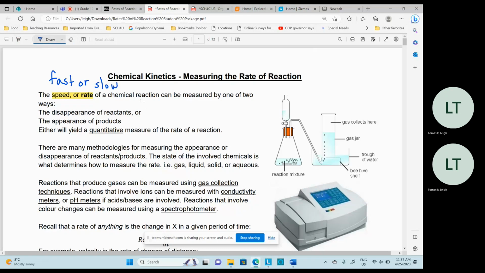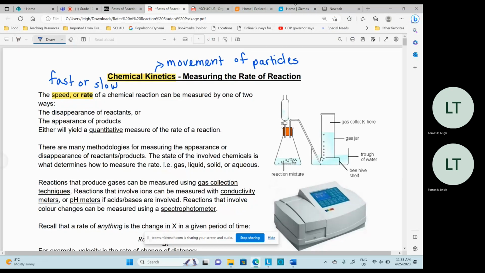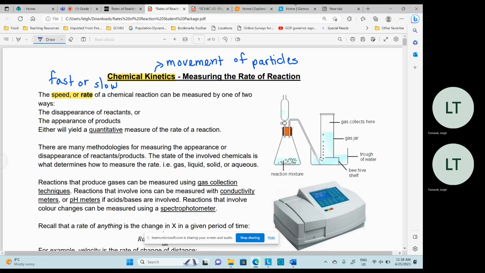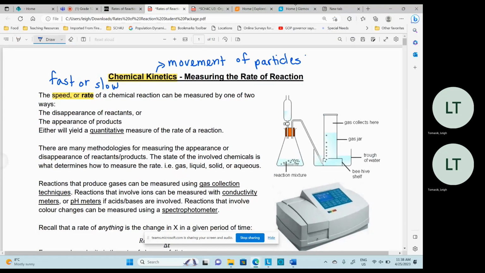So we're going to learn about chemical kinetics. And I think I talked about this before when I talked about kinetic energy. The word kinetic is related to movement. So we're going to talk about, again, the movement of particles in a chemical reaction.